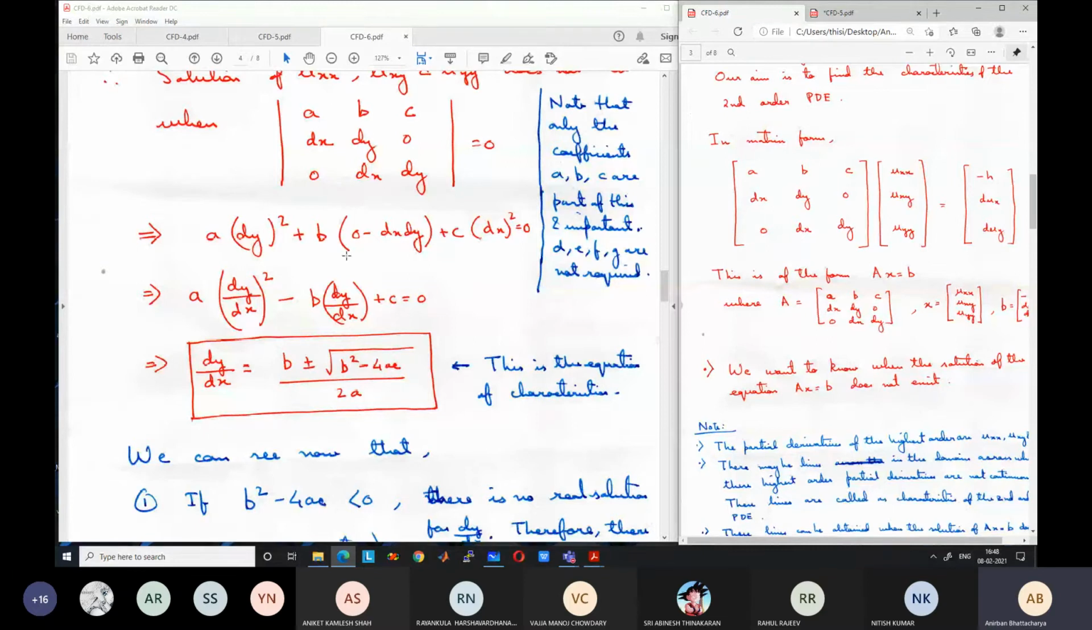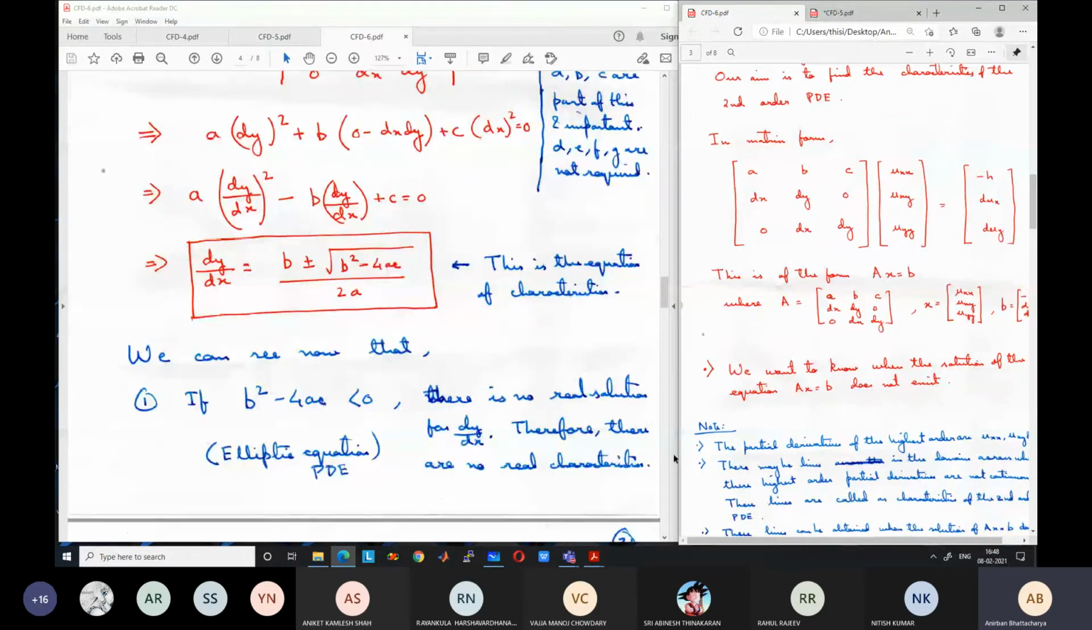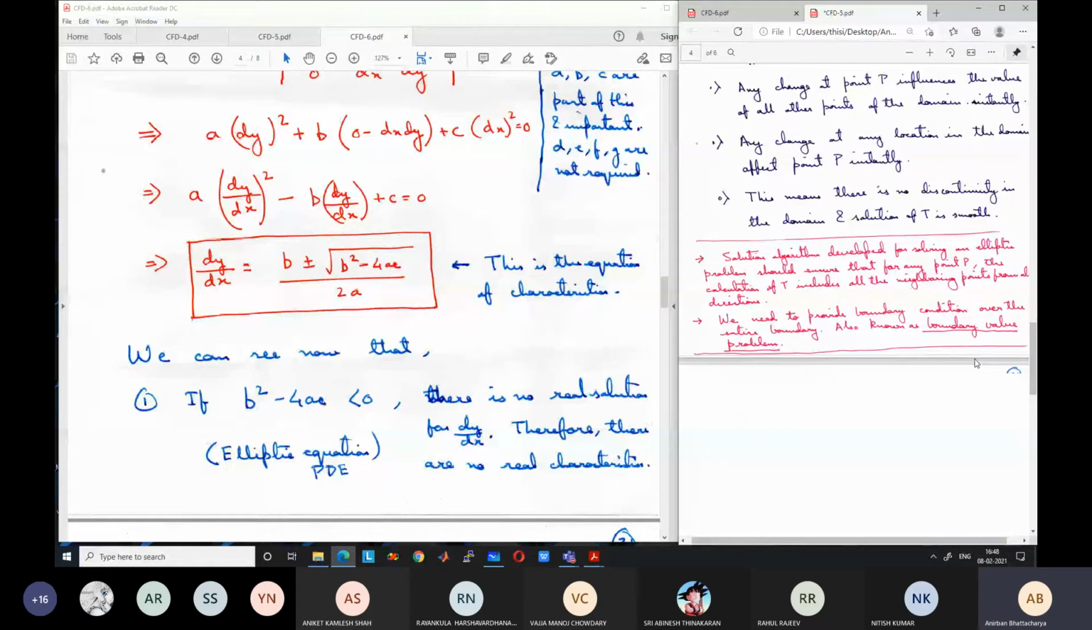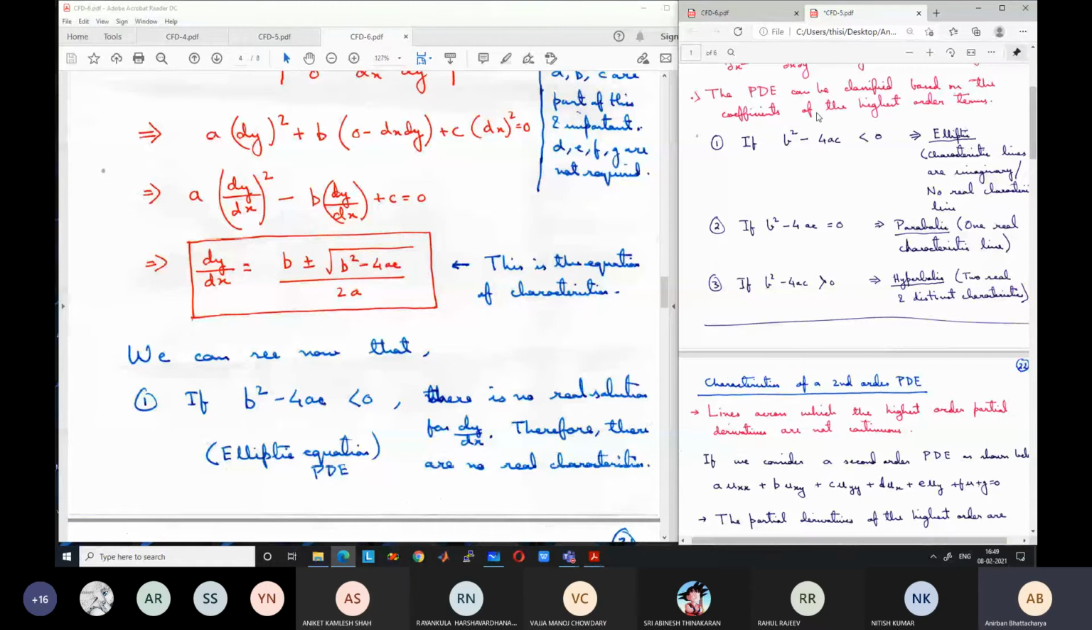Now you can see, previously I just defined without telling you how these things came. B square minus 4ac less than 0, elliptic; b square minus 4ac equal to 0, parabolic; b square minus 4ac greater than 0, hyperbolic. We assumed that no characteristics are there for elliptic, b square minus 4ac less than 0. But for hyperbolic, b square minus 4ac greater than 0, two characteristics are there. Let us see those cases again.